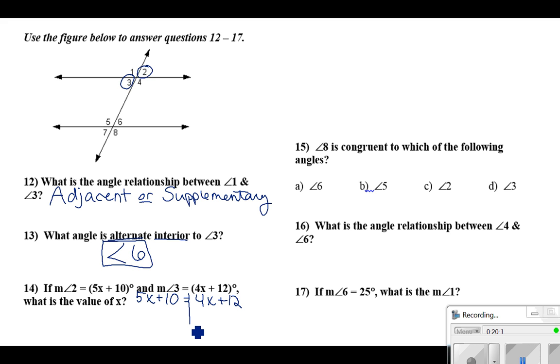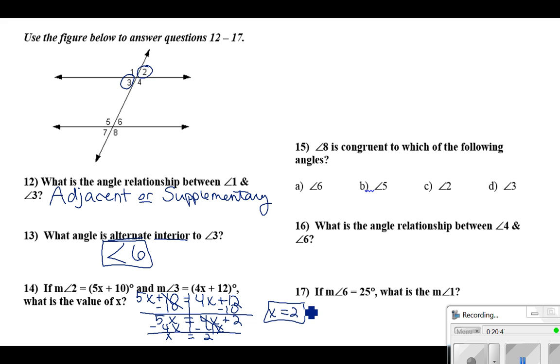Now I have a multi-step equation to solve. So I'm going to subtract 10 from both sides. And you have other options to do that. Other than that, 5x equals 4x plus 2. Subtract 4x, subtract 4x. And I'm going to come over here. We would have x equals 2, so that would be our final answer. x equals 2.